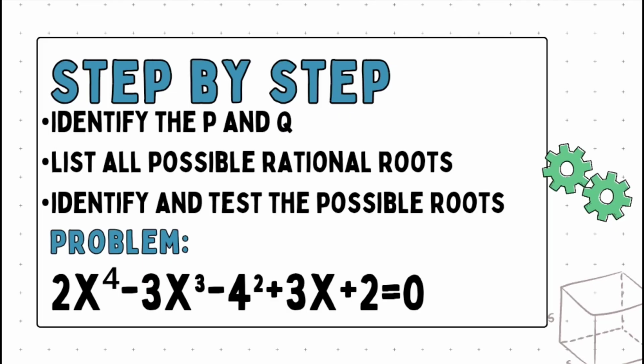The first step is to identify the constant term and leading coefficient. The next step is to list all possible rational roots. And the last step is to identify and test the possible roots.